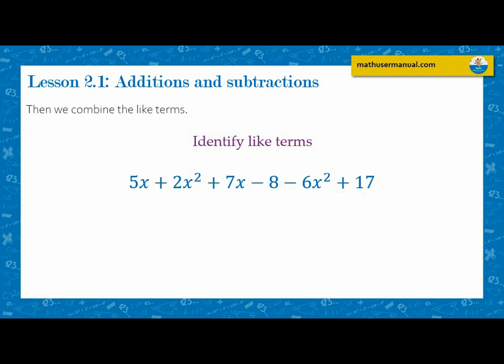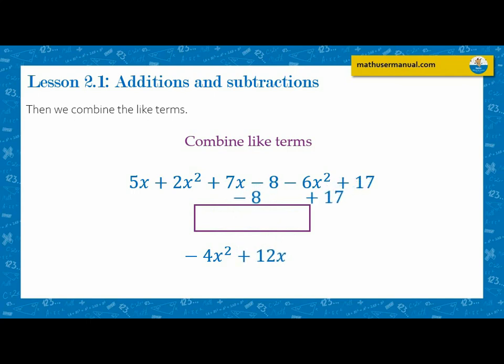After we identify them, what do we do? We combine only the like terms. So let's start with the x's to the power of 2, 2x squared and negative 6x squared. We know that all we have to do is combine the numbers. So 2 minus 6 is negative 4. So we get negative 4x squared. Then it's the term for the x's. So 5x plus 7x is 12x. And finally, the constants, negative 8 and positive 17, which is positive 9. And this is the simplified version of our expression.